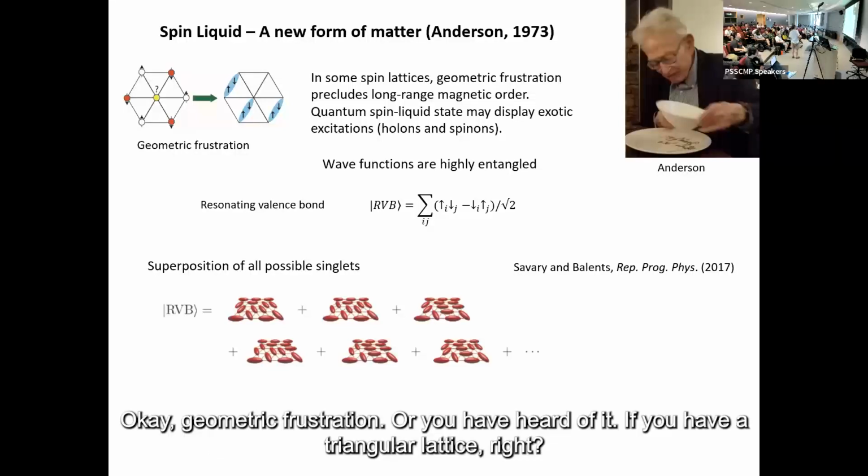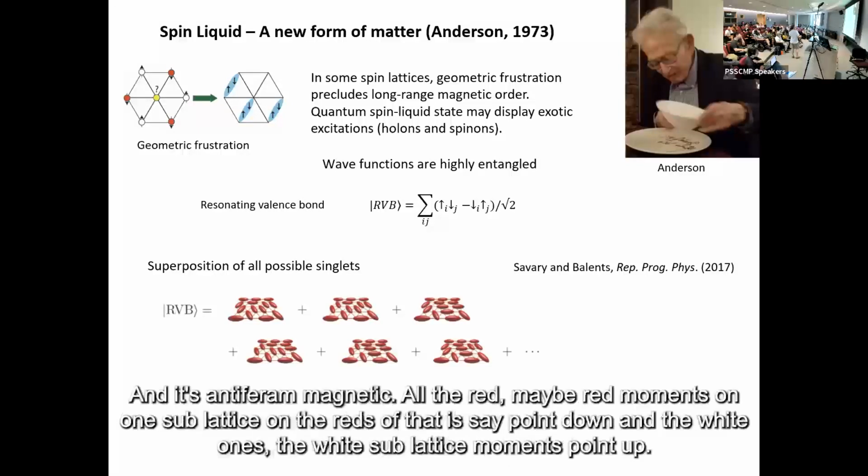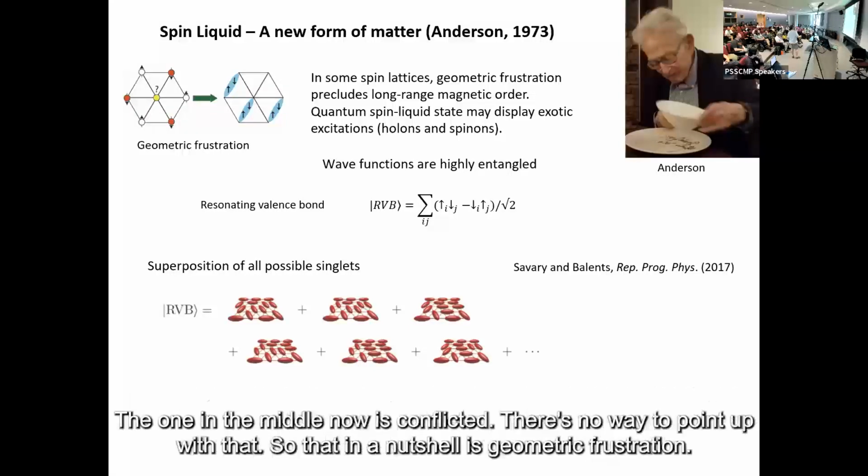Okay, geometric frustration, I'm sure you've heard of it. If you have a triangular lattice, right, and it's antiferromagnetic, all the red moments on one sublattice, say, point down, and the white sublattice moments point up. The one in the middle now is conflicted, doesn't know whether to point up or down. So that, in a nutshell, is geometric frustration.